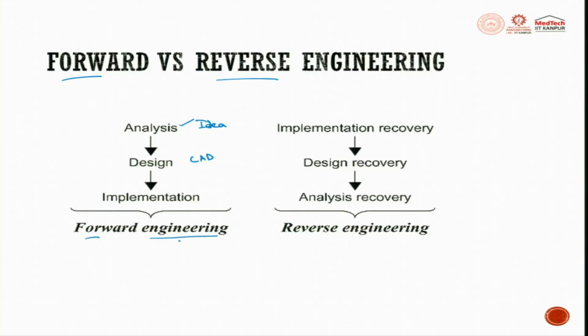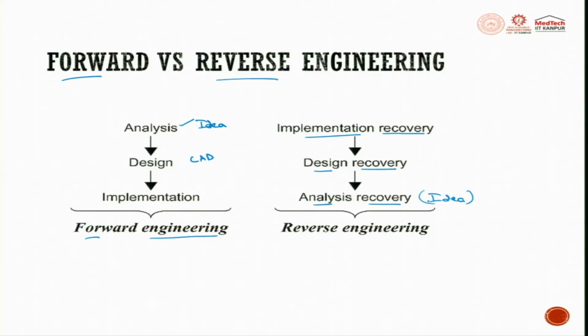What is engineering? Engineering is application of the scientific knowledge that you have. Scientist tries to develop something novel, engineering tries to apply that information that scientists have generated. Now, in reverse, implementation, that is the product that is there, we try to recover the design from that implementation, then try to analyze what could have been the idea.